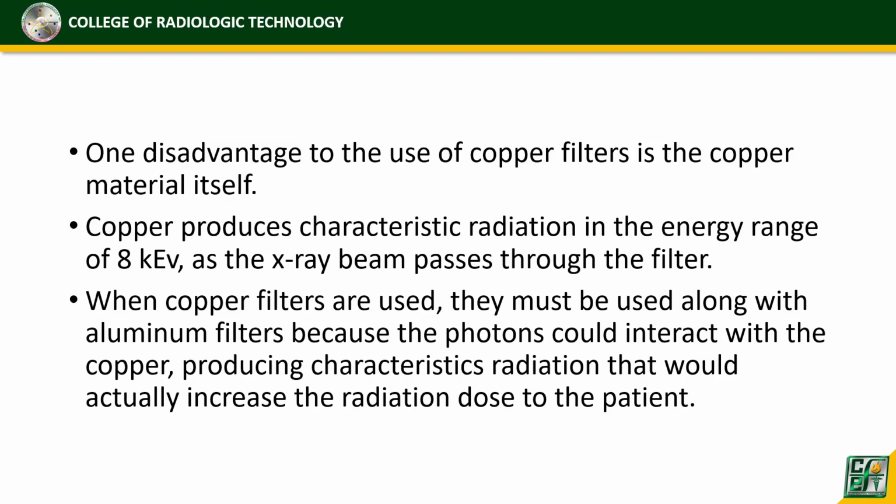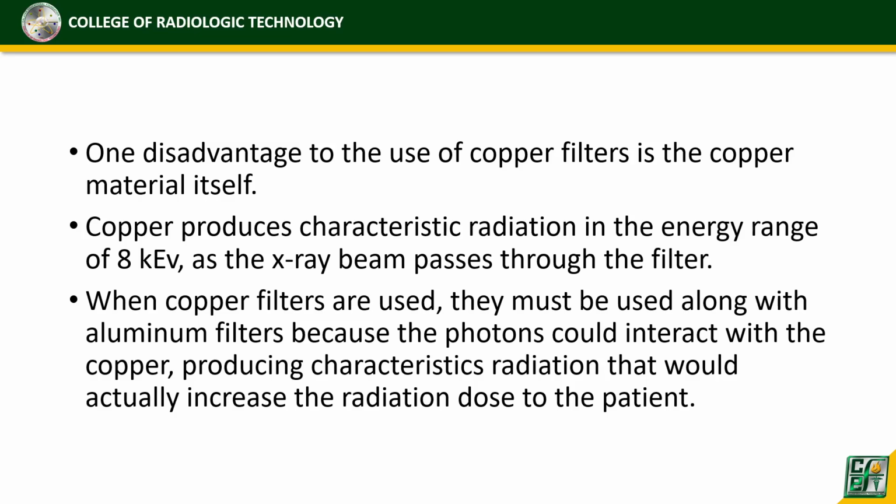So, ano daw ang disadvantage ng copper filter? Is the copper material itself. Why? Because copper produces characteristic radiation in the energy range of 8 kilo-electron volts as the X-ray passes through the filter. So when copper filters are used, they must be used along with aluminum filters because the photons could interact with the copper, producing characteristic radiation that would actually increase the radiation dose of the patient.